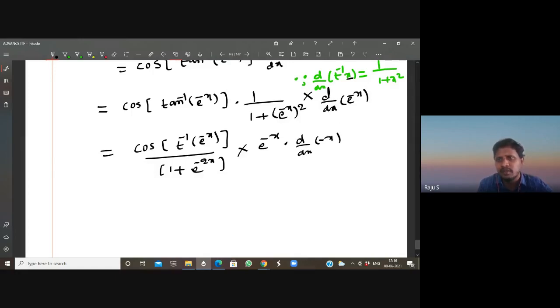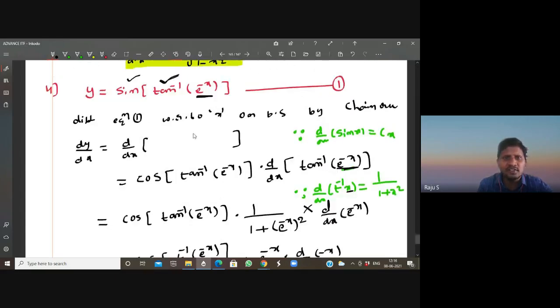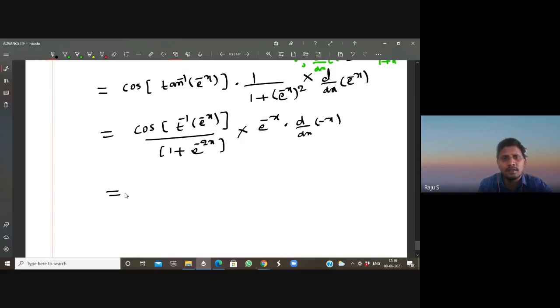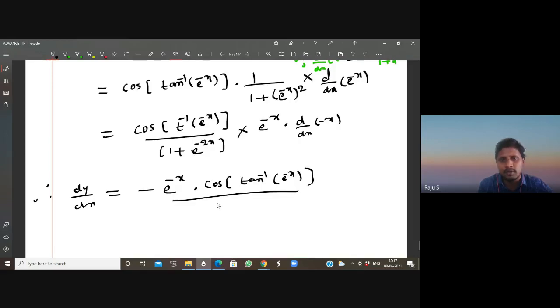Again, chain rule. See, I differentiated next to tan. Next after that, minus x is there. Plus x derivative is plus 1, minus x becomes minus 1. Finally, therefore, dy by dx becomes, what is the derivative of minus x? Yes, minus 1. That minus you can take outside. Then finally, I'm going to write minus e to the power of minus x cos of tan inverse of e to the power of minus x, whole divided by 1 plus e to the power of minus x.